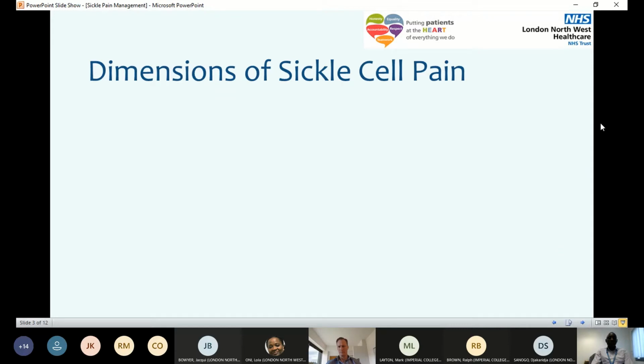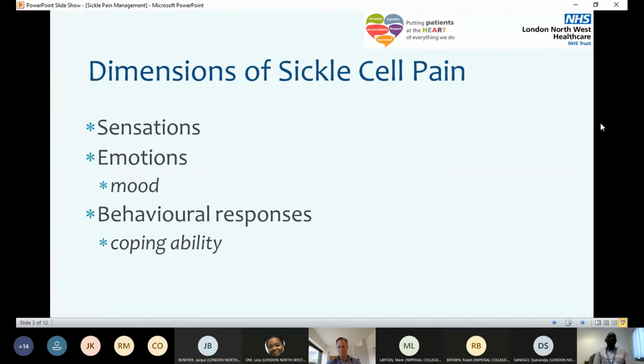So by definition, let's look at the dimensions of sickle cell pain within the context of pain broadly. So they do have sensations, and that's the physical sensation of the pain. But also importantly, from the psychological point of view, it involves their emotions in terms of mood, for example. And then what they do in terms of how they respond to it behaviorally in terms of actions. That is their coping ability.